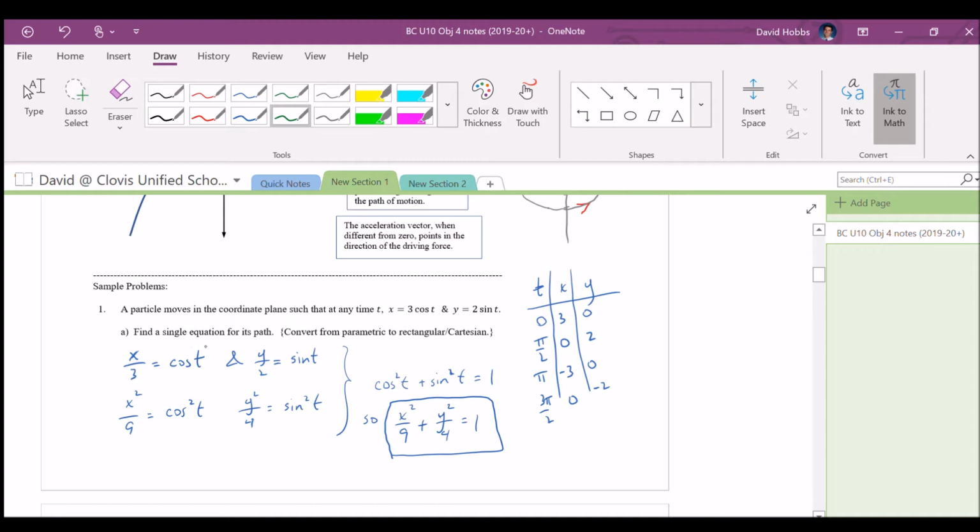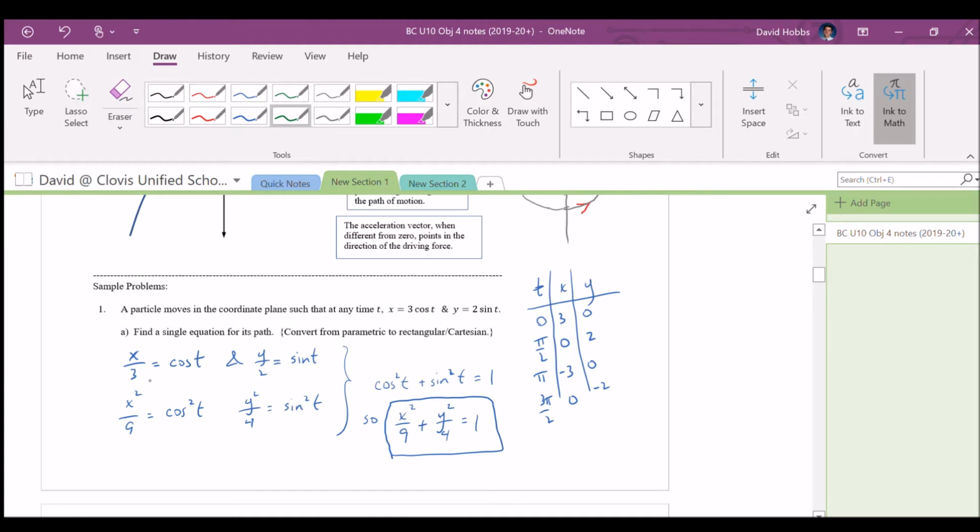Okay, a particle moves in the coordinate plane such that at any time t, it's some parametric equations. Find a single equation for its path. We've been doing this all year long. We're really just converting the parametric equations to rectangular or Cartesian coordinates. I'm seeing sine and cosine, so I'm thinking of the fact that sine squared of an angle plus cosine squared of an angle is equal to 1.